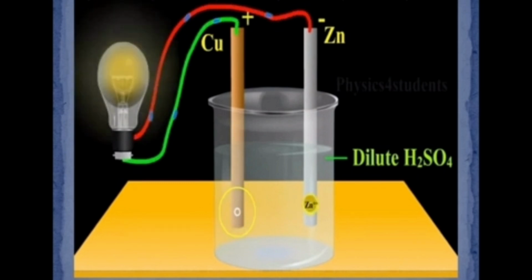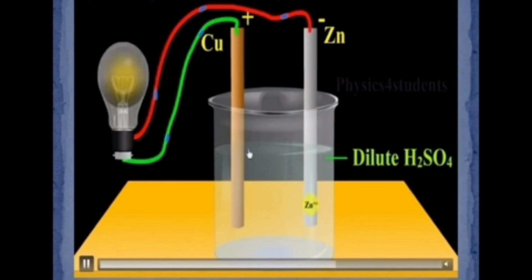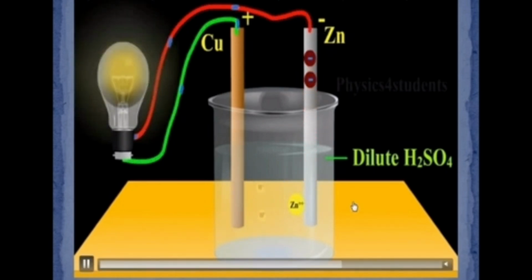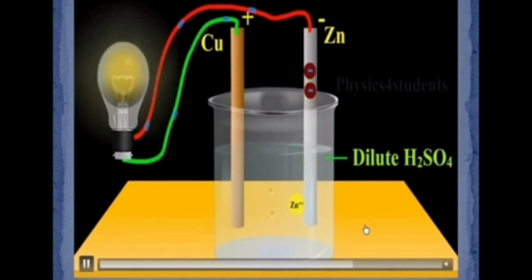So here the copper rod attracts the Zn++ ion. See, that Zn++ ion is attracted and it releases the 2 electrons. So it's a closed circuit that produces the current. So it's called a battery or electric cell.